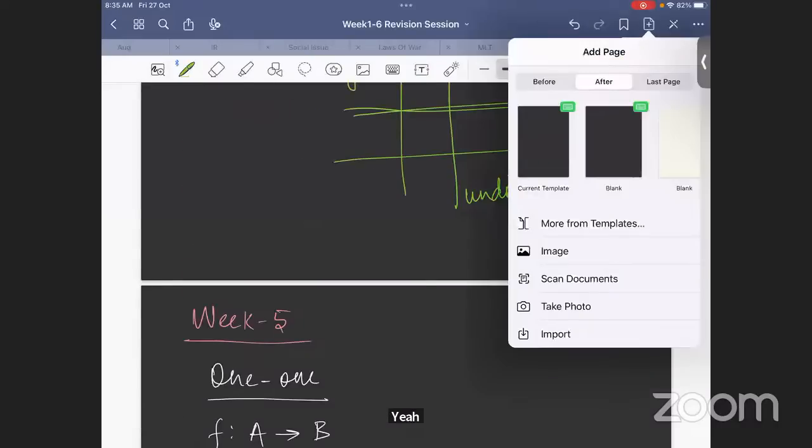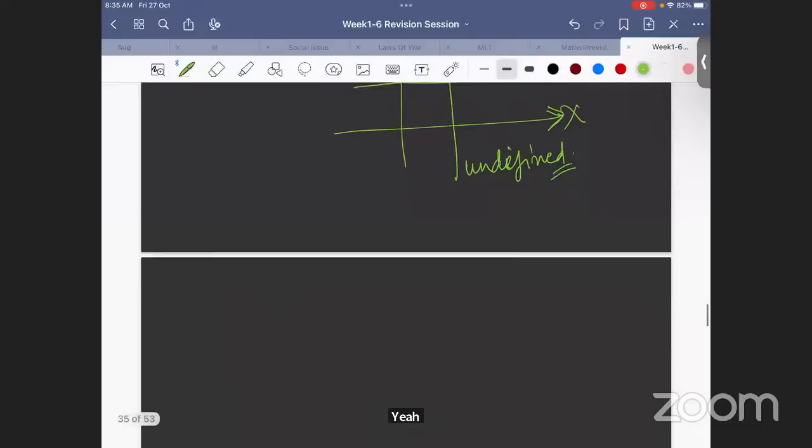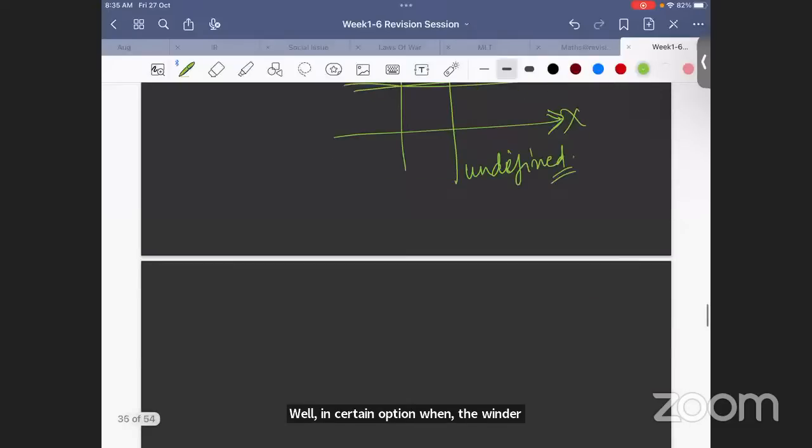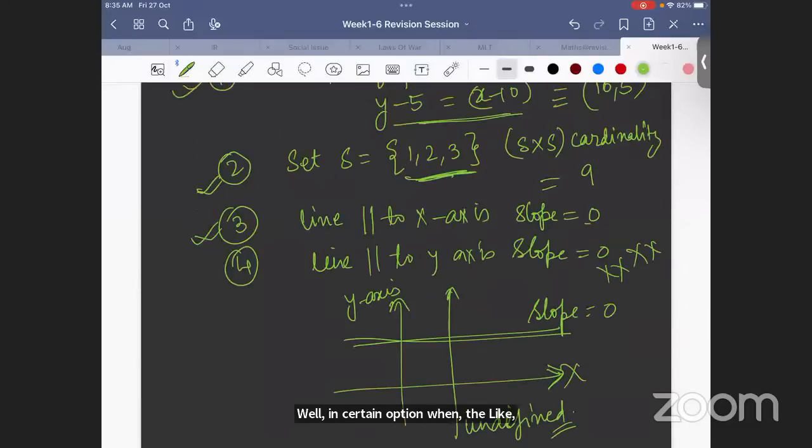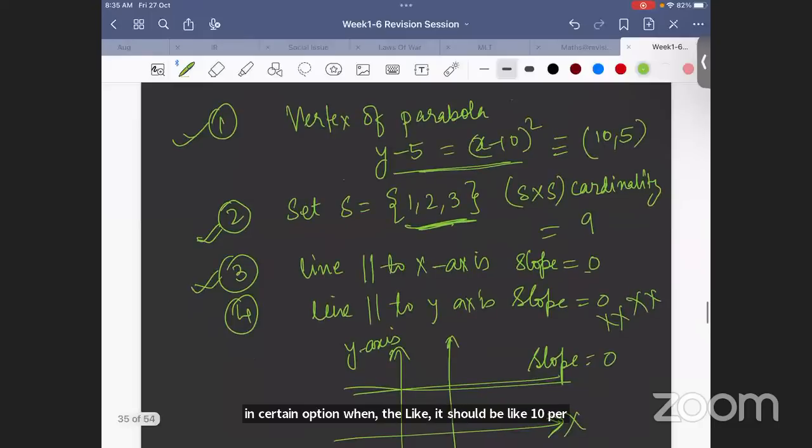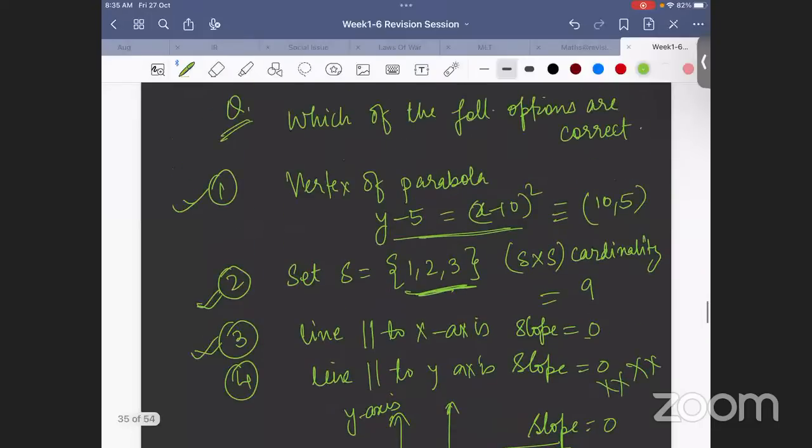Sir, in option 1, the y-intercept should be like 10, minus 5, right? Not 10, 5. The y-intercept? Yes, in the first option, putting the value of x equals 0. If you are putting x equals 0, what is the value you are getting? 100 plus 5. So y will be 105, not 5.